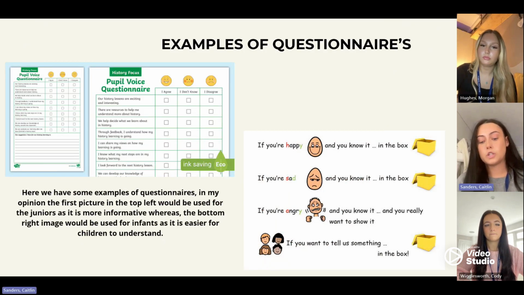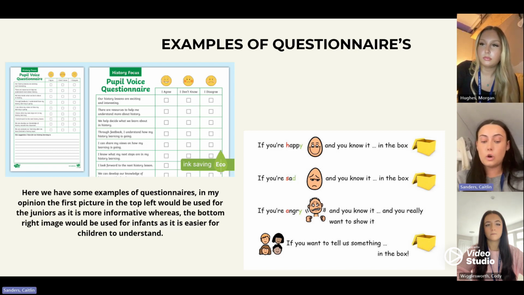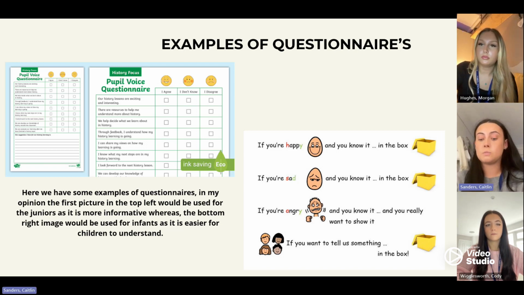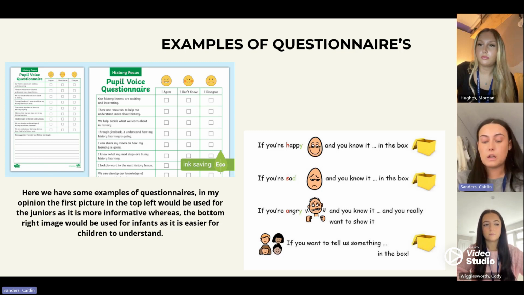Here we have some examples of questionnaires. In my opinion, the first picture in the top left would be used for juniors as it's more detailed, whereas the bottom right image would be used for infants as it is easier for children to understand. The first picture has various questions for the pupil to read, and it has a multiple choice answer box where the children can pick whether they agree, disagree, or if they are unsure.